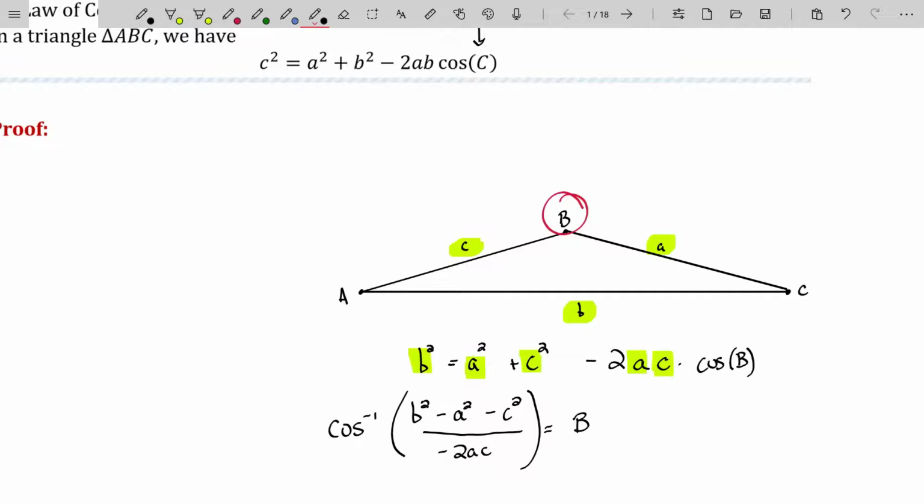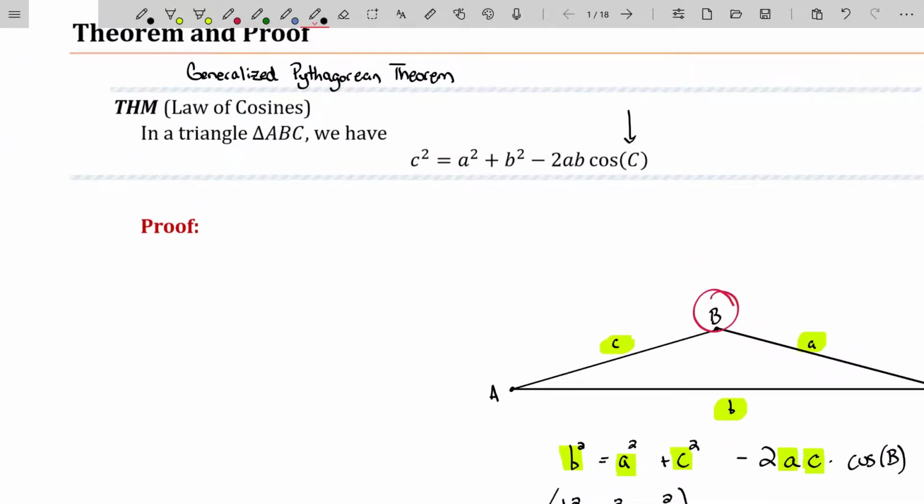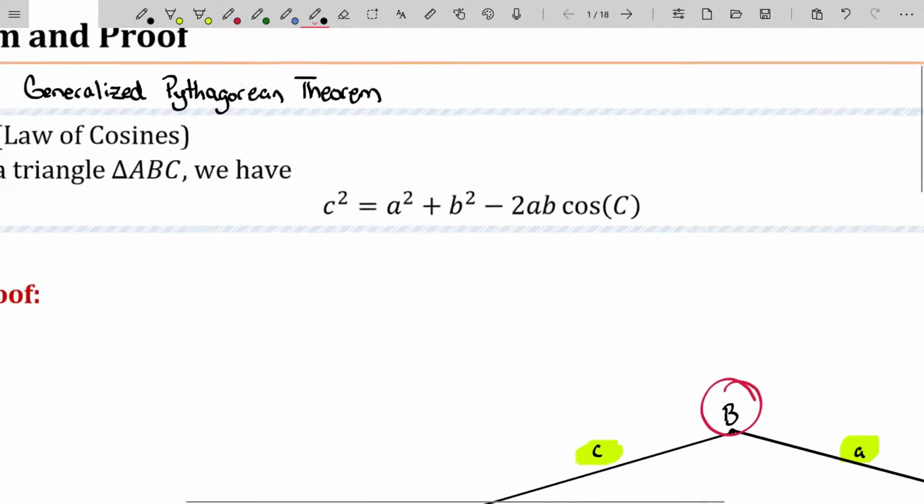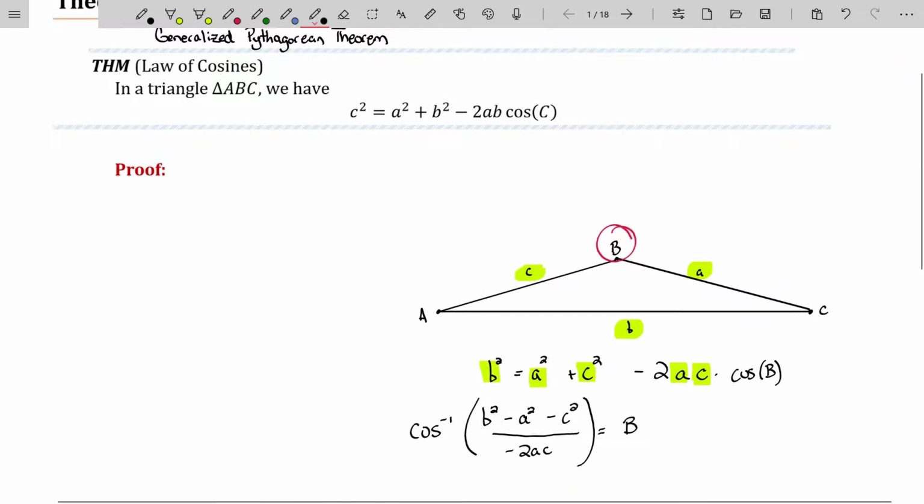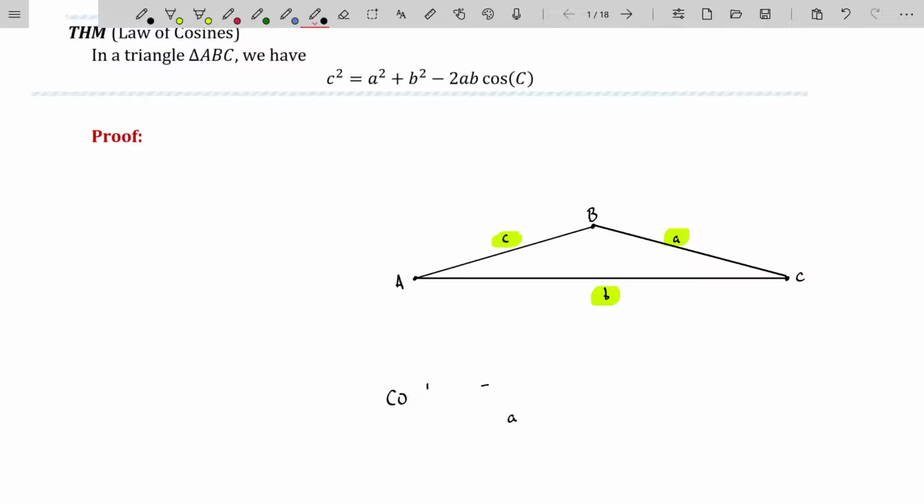So this is my way of saying all you need really with the generalized Pythagorean theorem, or in other words, the law of cosines, is a single formula as a template. Once you have that single formula, you have everything you need. Now that all being said, let's go ahead and dive into the proof of the generalized Pythagorean theorem, or in other words, the law of cosines.